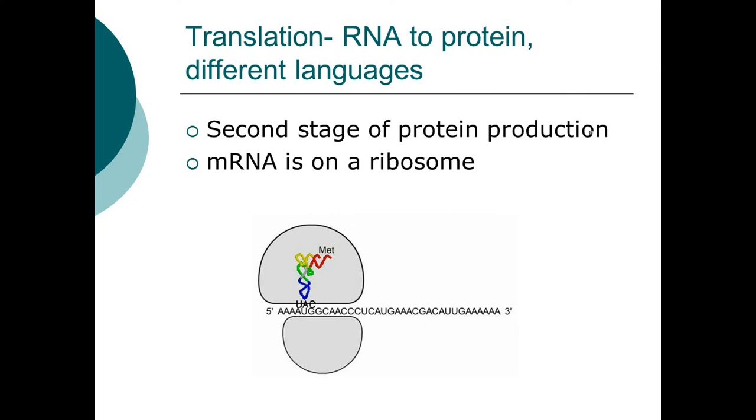mRNA is on a ribosome. In this picture, the ribosome is these two purple pieces. The red and yellow, blue and green, that is your protein. Very long, very complex structure. This here is your mRNA strand, which has the code. And this here is the complementary piece that gives you the amino acids that make the protein.